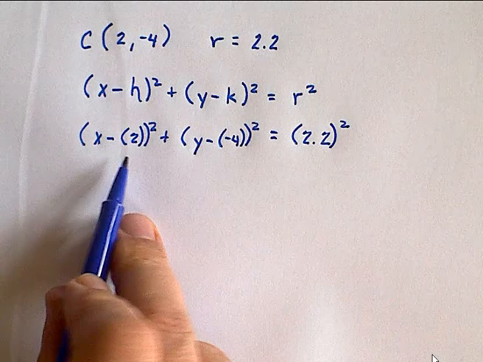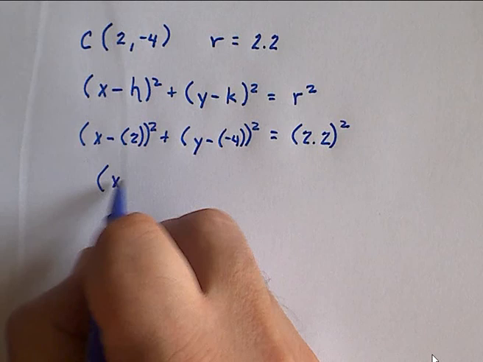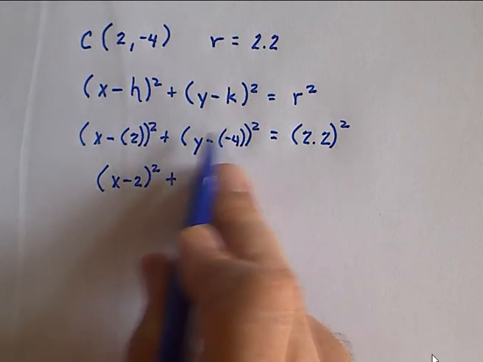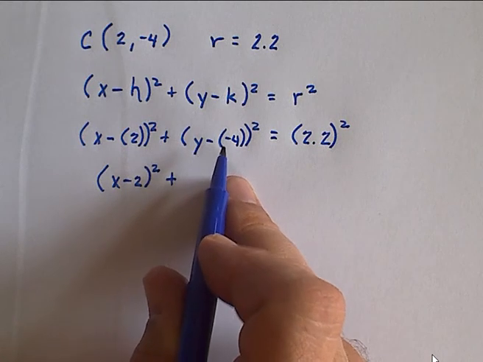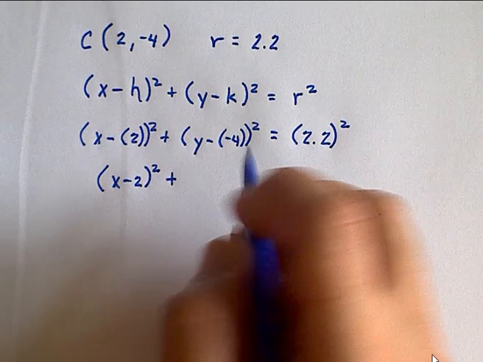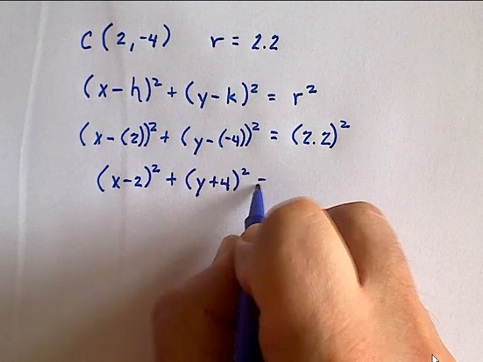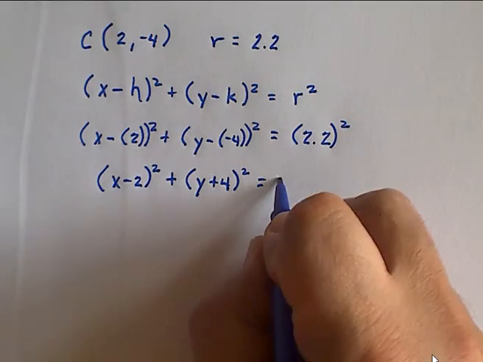Now these parentheses don't do anything here, so I can just call this x minus 2 squared. They do something here. They separate the double sign. And this is what happens when you get a plus, you actually have to change that double sign. So this becomes y plus 4. And then when I take my calculator and square 2.2, I get 4.84.